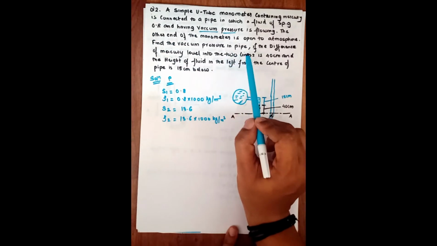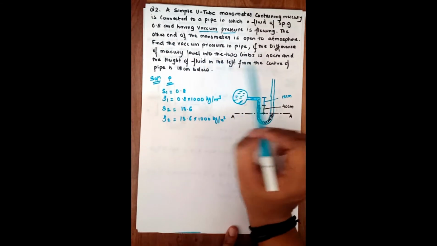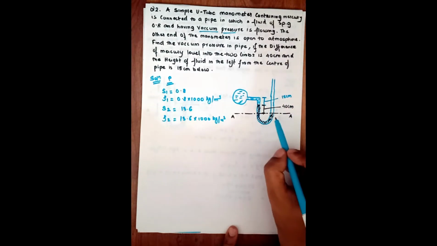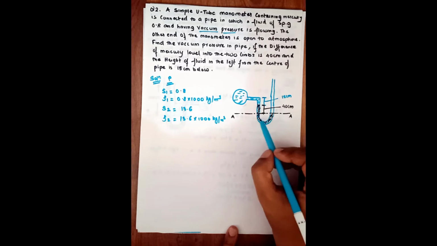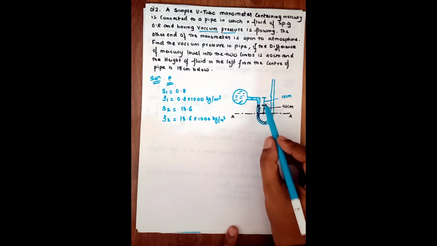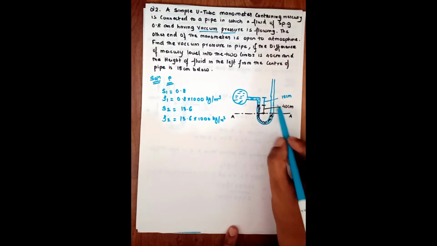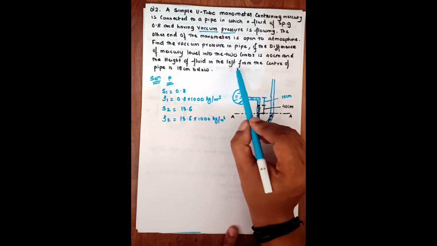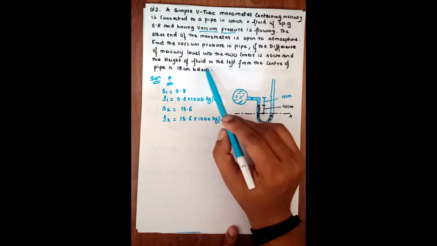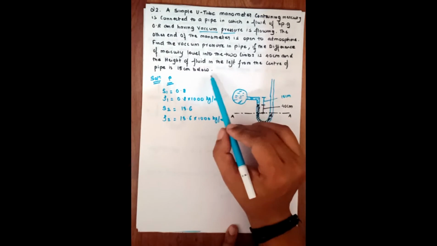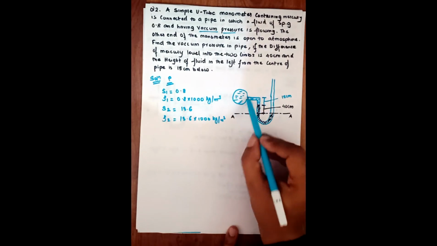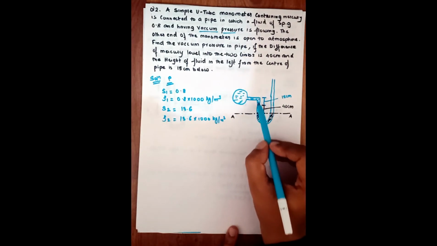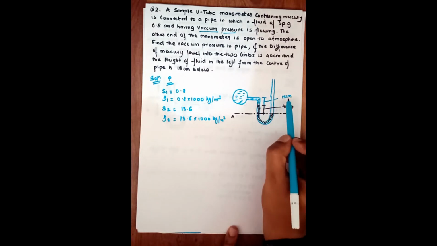Find the vacuum pressure in the pipe if the difference of mercury level in the two limbs is 40 centimeter. As you can see, there is some mercury level on the right limb and there is some mercury in the left limb. So the difference of height is 40 centimeter. It is directly given. And the height of the fluid in the left limb from the center of the pipe is 15 centimeter. So whatever the fluid in this pipe or on this side of the manometer, from the center of the pipe it is having a height of 15 centimeter.